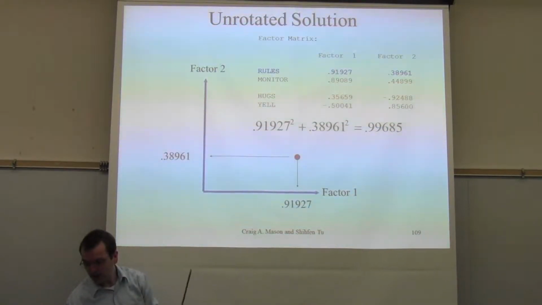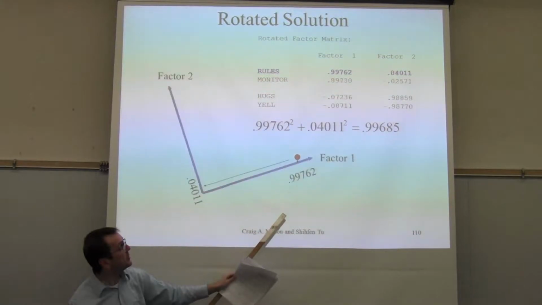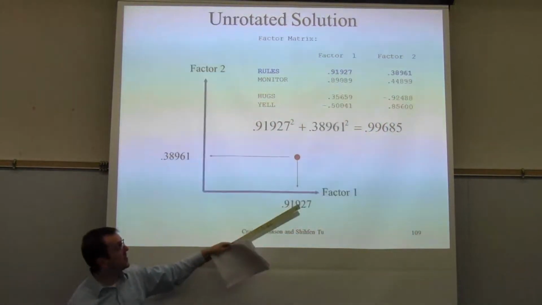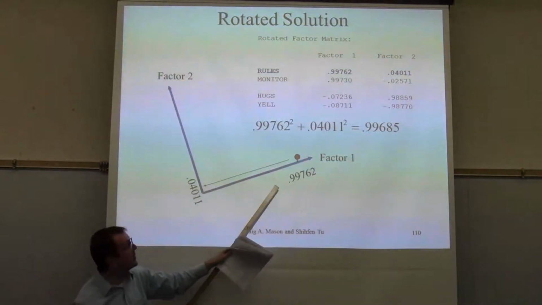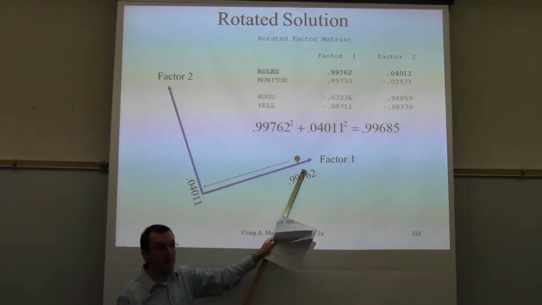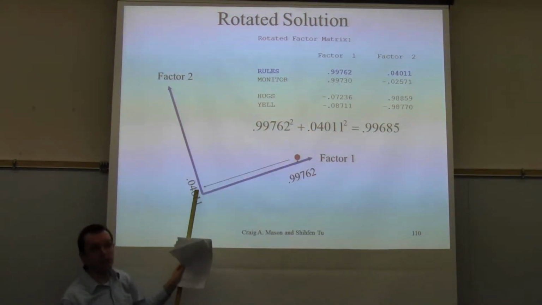And visually, you can kind of see it here. Let's see if this will work. Here's our unrotated solution. And you can think all we're doing, just like when we saw spinning the streets, right? It's just rotating that around. So here, the rotated solution, now it's really close to factor 1. And it's almost completely unrelated to factor 2.